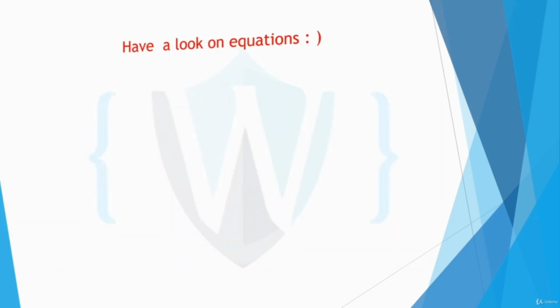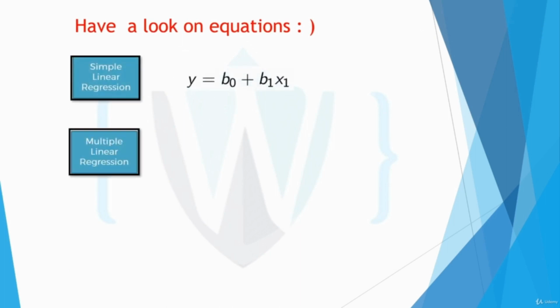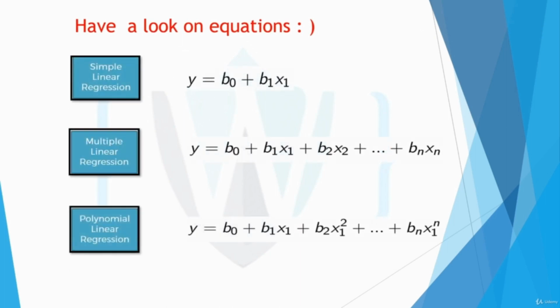Now let's see the equations we have learned so far. The simple linear regression: y is equal to b0 plus b1x. The multiple linear regression equation: y equal to b0 plus b1x1 plus b2x2 up to bnxn. And the polynomial regression equation, which is y equal to b0 plus b1x1 plus b2x1 square up to bn x1 raised to n.